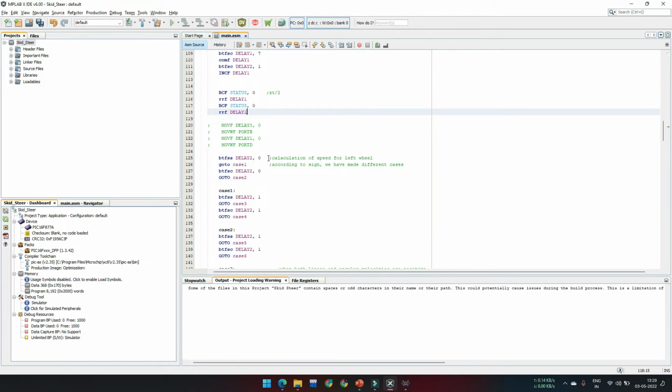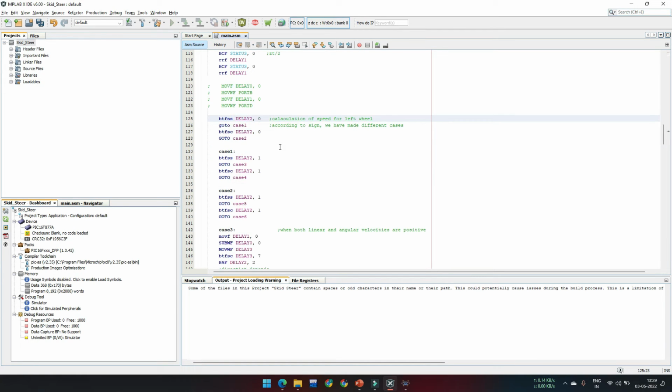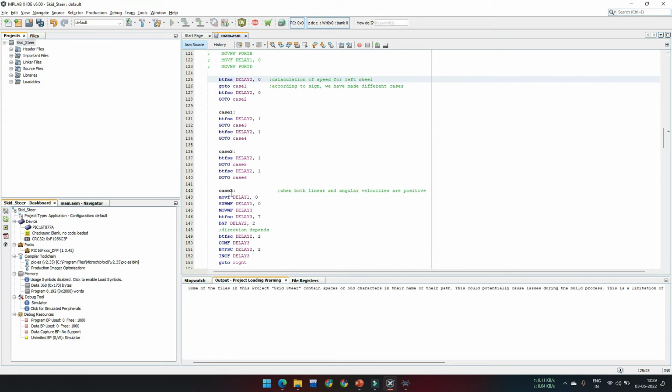Then the main code comes here, where we have to compute the speed of the left wheel. According to the sign, we have made different cases. In this case, when both the linear and angular velocities are positive, the speed of the left wheel is x minus zt/2, where x is linear velocity and z is angular velocity.